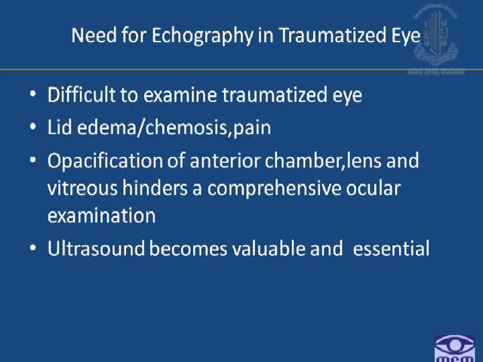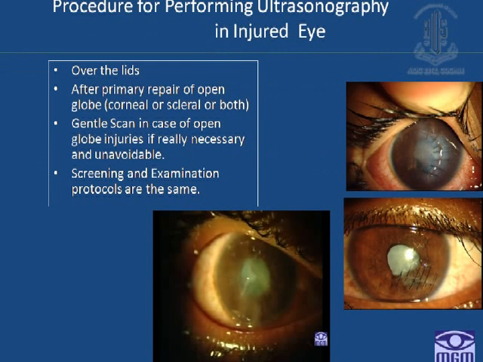So definitely in traumatized patients, whether it's a perforating injury or a blunt trauma, you ought to subject the patient to ultrasonography. The procedure my revered speaker has already discussed in the earlier lecture, but definitely in short, it is done over the lids because the patient might be having an injury, might be harboring an open globe injury or a closed globe injury.